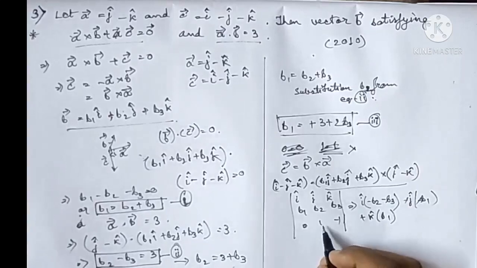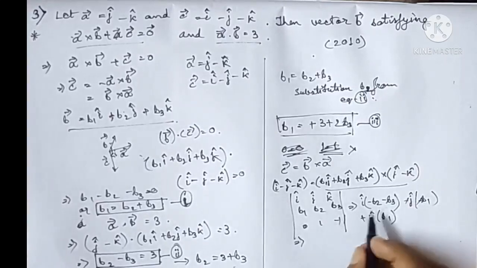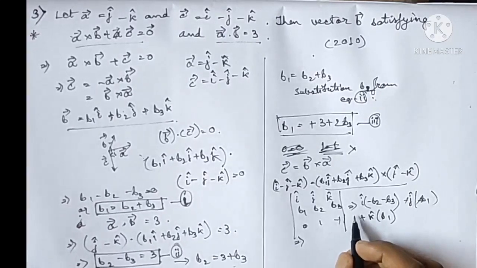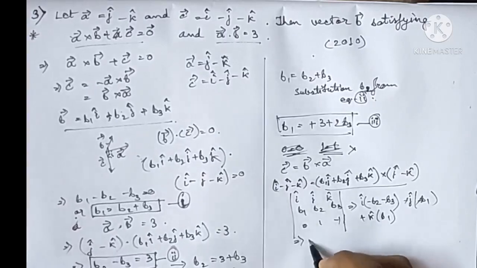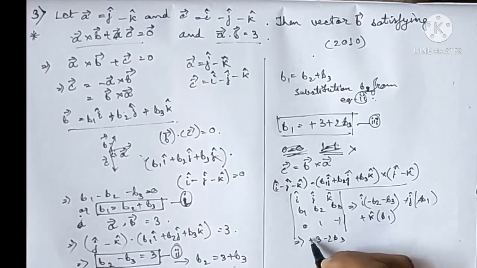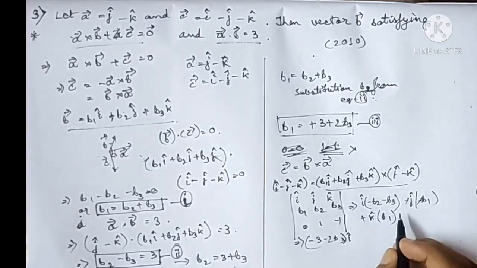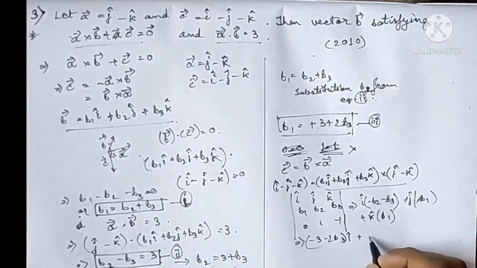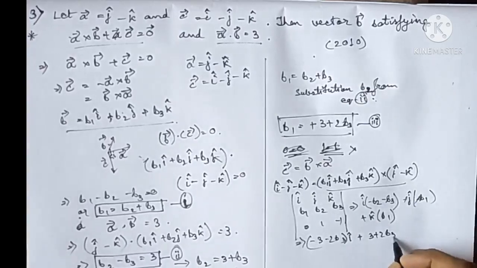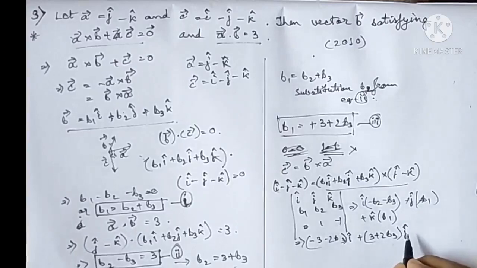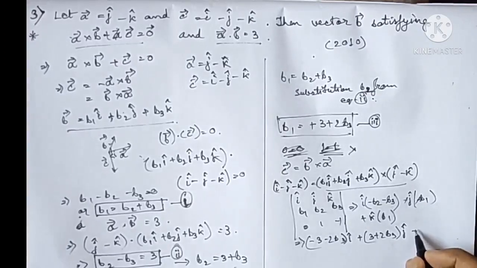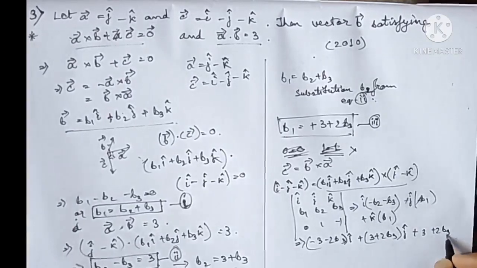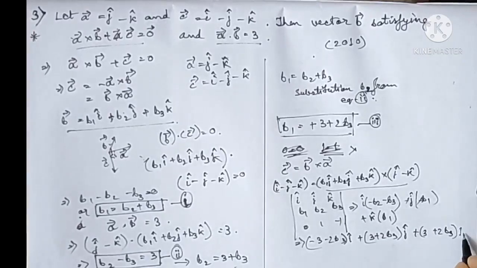Okay, so when we put the value, we would get something like this, maybe minus 3 minus 2b3 i cap, and this one is obviously plus 3 plus 2b3 j cap, and plus 3 plus 2b3 k cap.